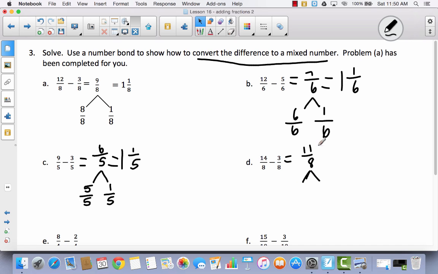So how many eighths does it take to make a whole? It takes 8/8. So I have to think how much would be left if I took away 8/8. Well, I would be left with 3/8 because 8/8 plus 3/8 equals 11/8. 8/8 is the same as 1 whole, and then I have 3/8. So 11/8 is the same as 1 and 3/8.